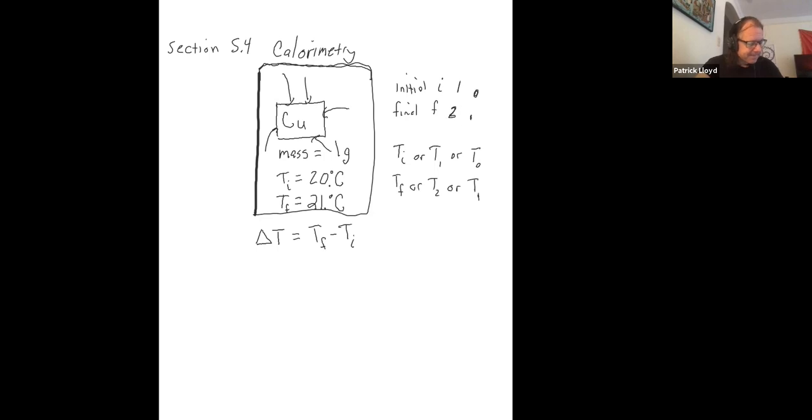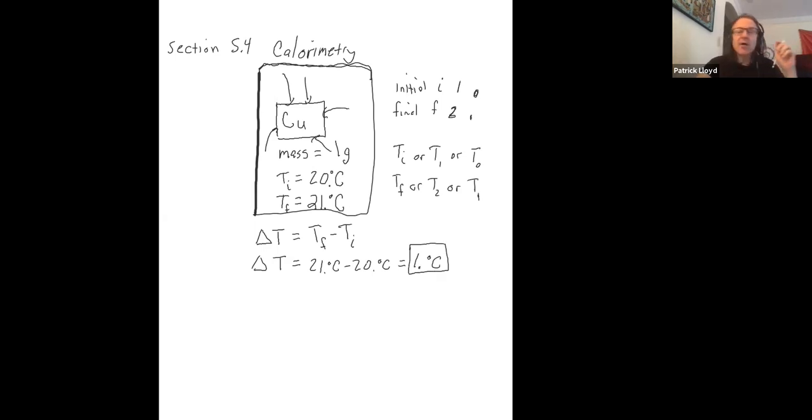So let's calculate it. 21 minus 20. So that's a nice round number: 1 degree C. We changed the temperature by 1 degree C.